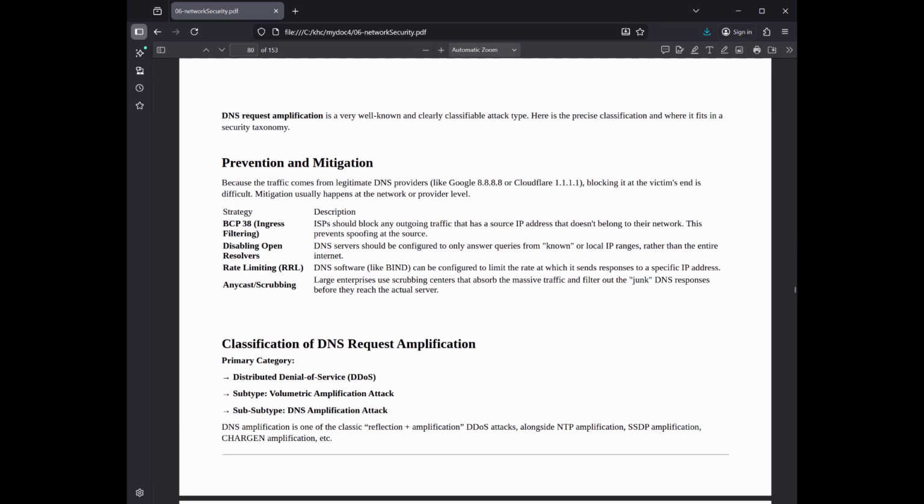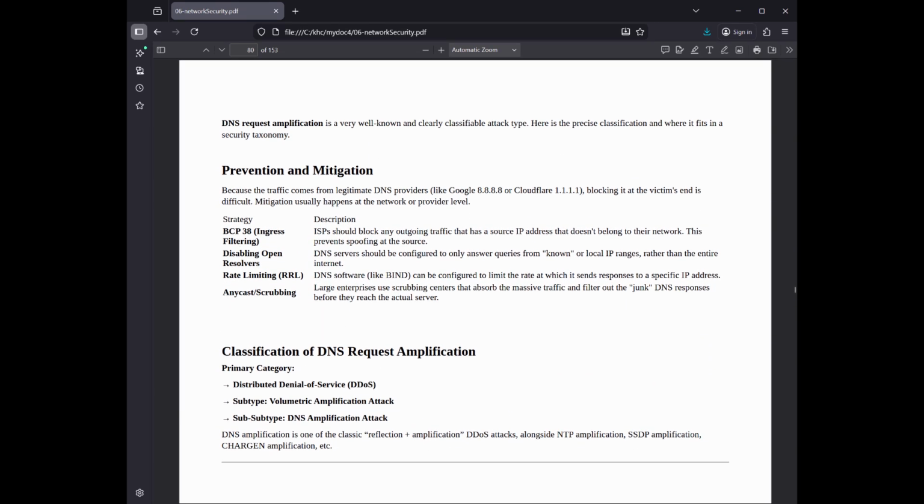DNS request amplification is a very well-known and clearly classifiable attack type. Here is the precise classification and where it fits in a security taxonomy. Prevention and mitigation. Because the traffic comes from legitimate DNS providers, like Google 8.8.8.8 or Cloudflare 1.1.1.1, blocking it at the victim's end is difficult. Mitigation usually happens at the network or provider level.